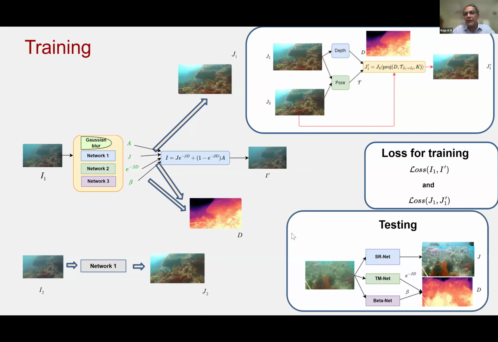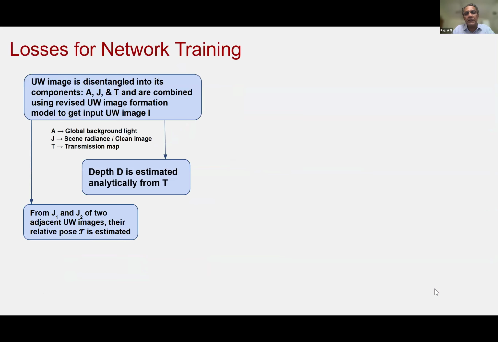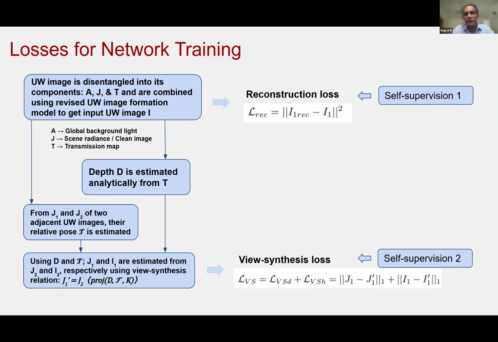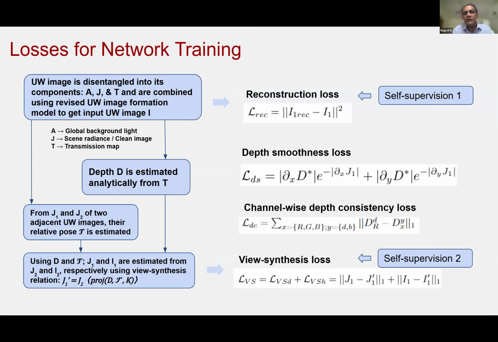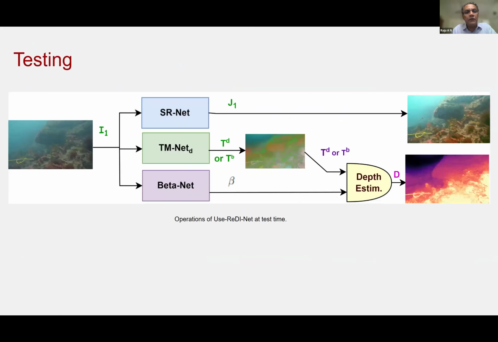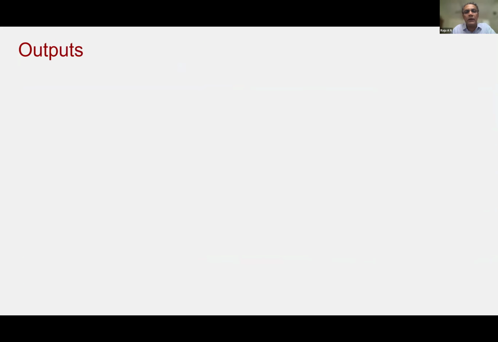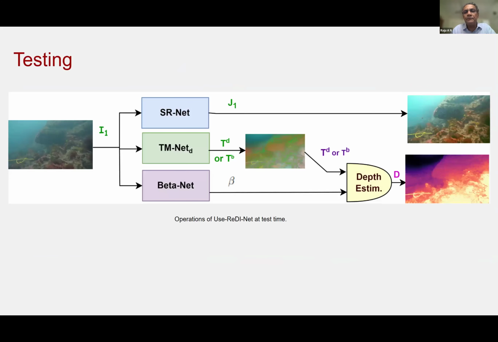And then during inference time, we don't need a pair. We just send one image, and out come the scene radiance and the depth map. So basically that is the overall idea. And the losses for the network I've already explained: self-supervision 1 and self-supervision 2. In addition, we have a depth smoothness loss, which is a very standard loss. And then there is a channel-wise depth consistency loss, which is only saying that all the channels should be estimating the same depth.